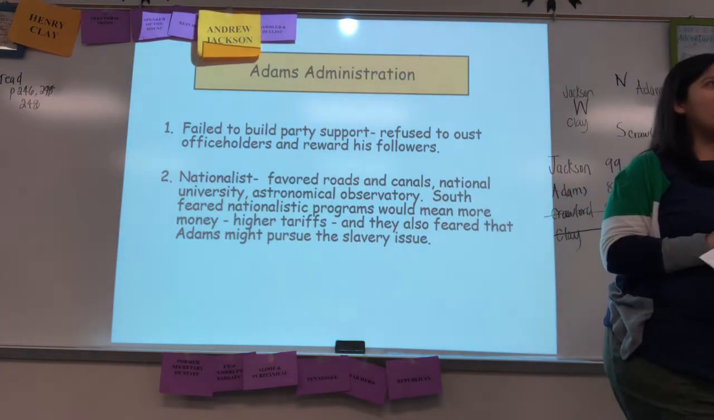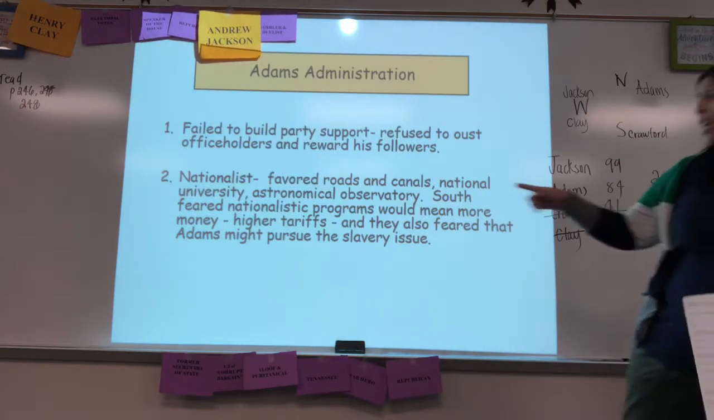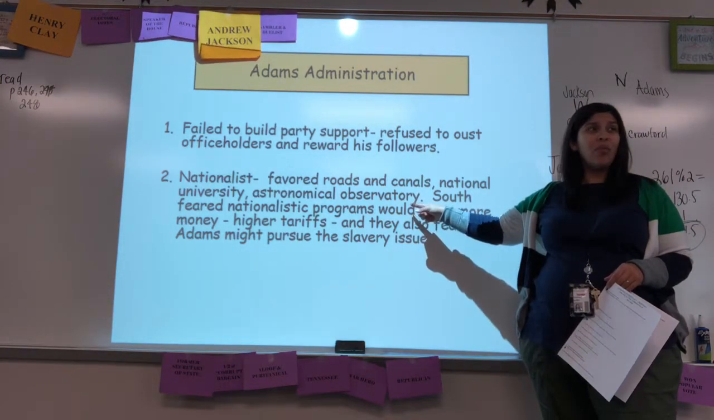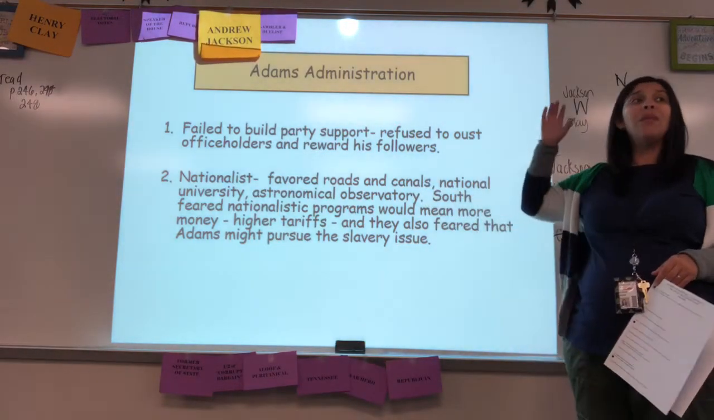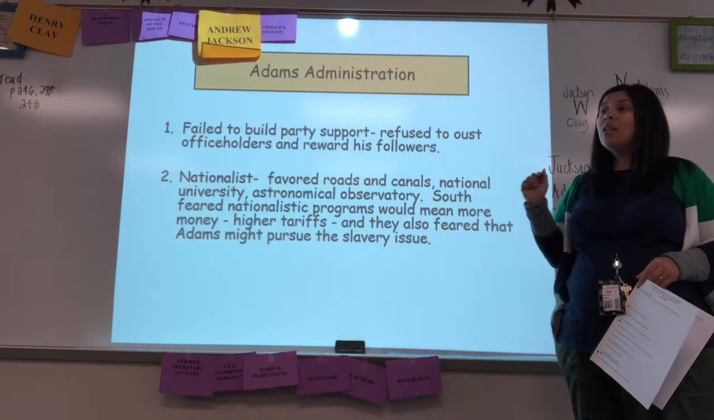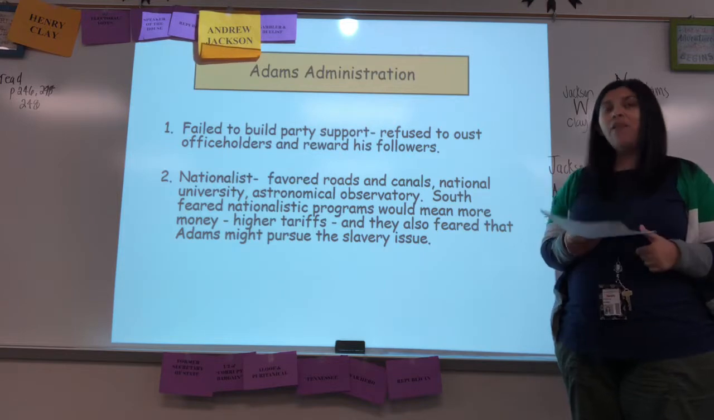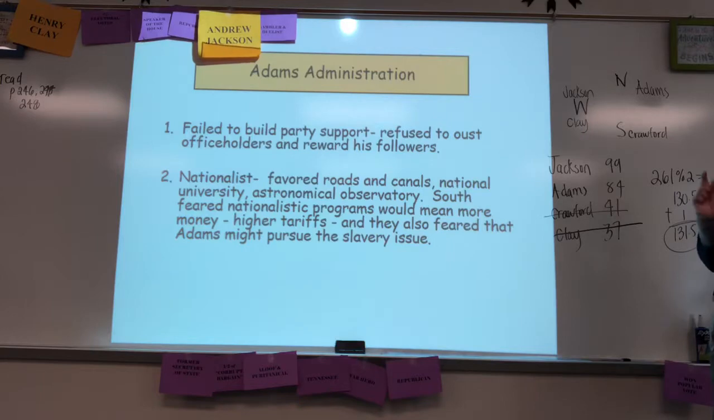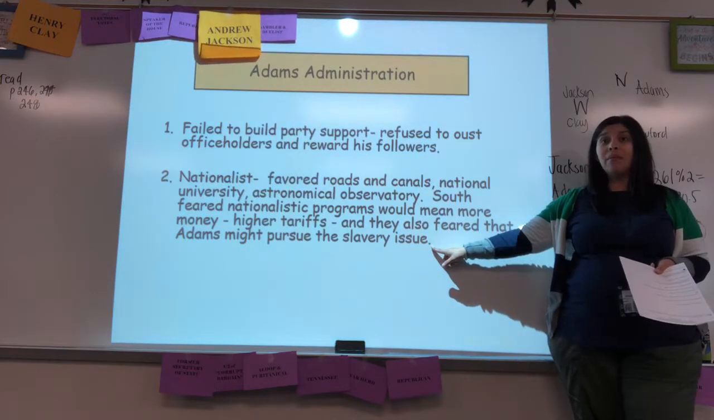How many farmers need to go to a university? Not many, but are they going to have to pay for it? And then an astronomical observatory. Do you think farmers need to go to an observatory? No. Where do you think all of this stuff's going to be? Is it going to be in the South or is it going to be in the North? So do you think the South likes his programs? No. And what are they going to fear? They're going to fear that if the government's able to put these high tariffs over their objection, they may pursue slavery and possibly do what to it?